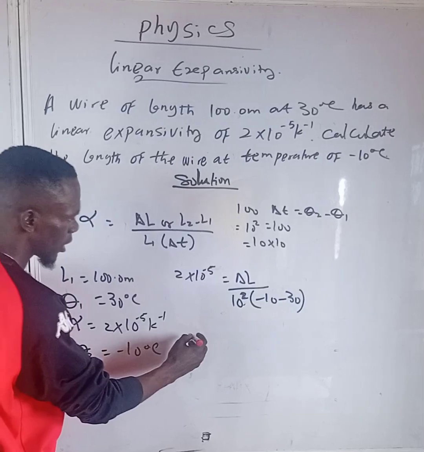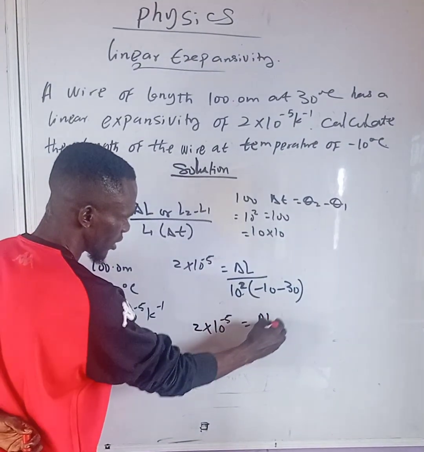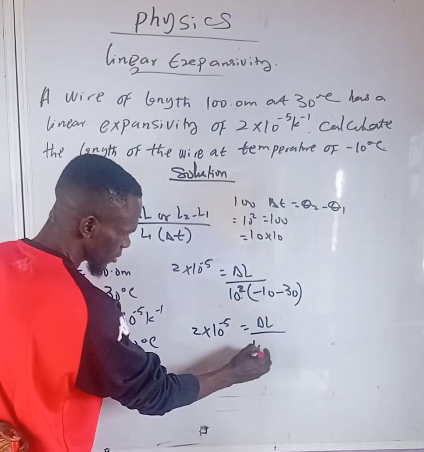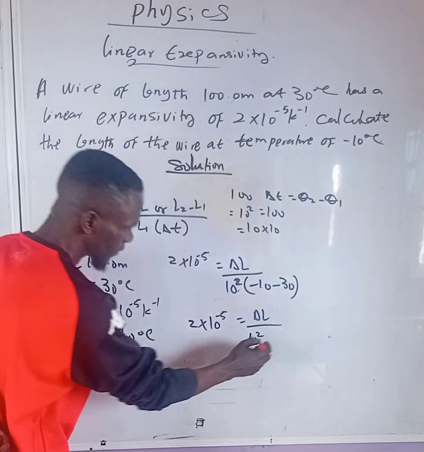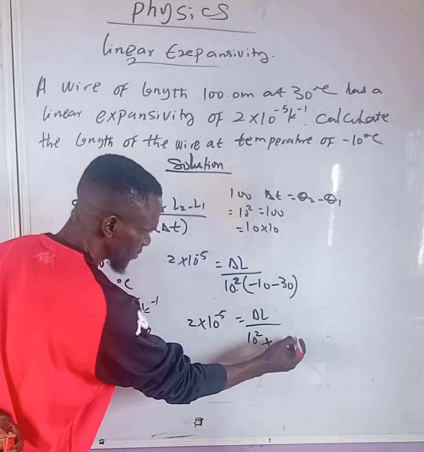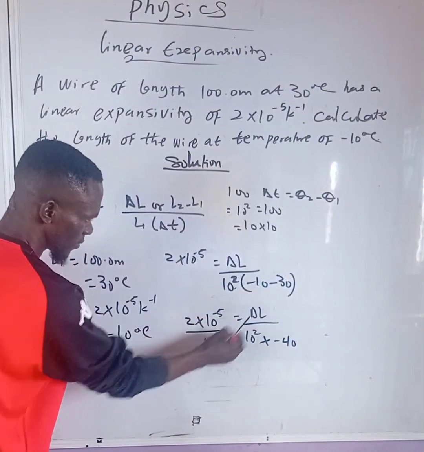So we're going to be having 2 times 10 raised to the power minus 5, change in length, over 10 raised to the power minus 2. This one will give us what now? That is minus 40, right? So we only have times minus 40. Okay, so let's cross multiply here to make this one the subject first.